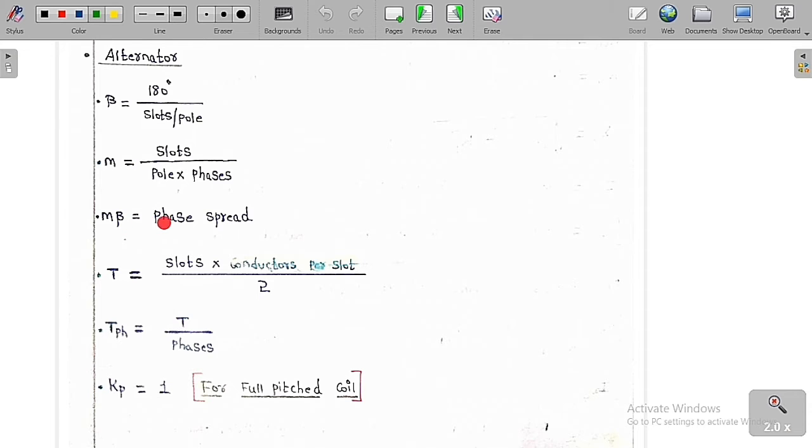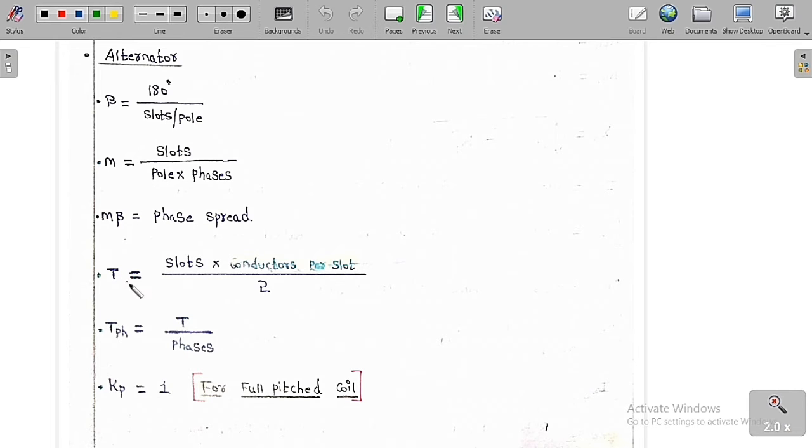So m into beta is called the phase belt. This is the electrical angle for which one phase is going to be present in one pole. For this much electrical angle, one phase is going to cover the space under one pole.